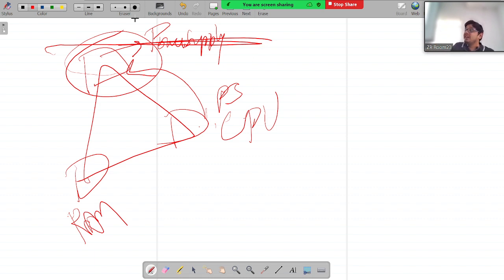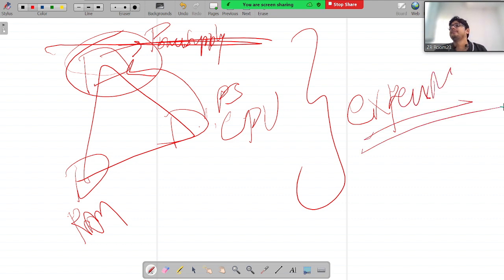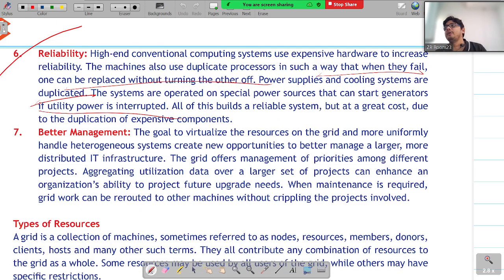But to keep additional resources, additional extra things like power supply, CPU, RAM, all these things require money, they are expensive. Ultimately it is costly. Yes or no? Yes. So this is the next point, reliability.